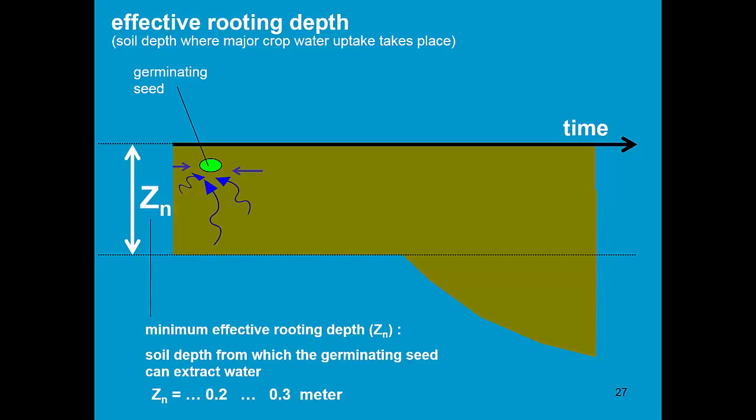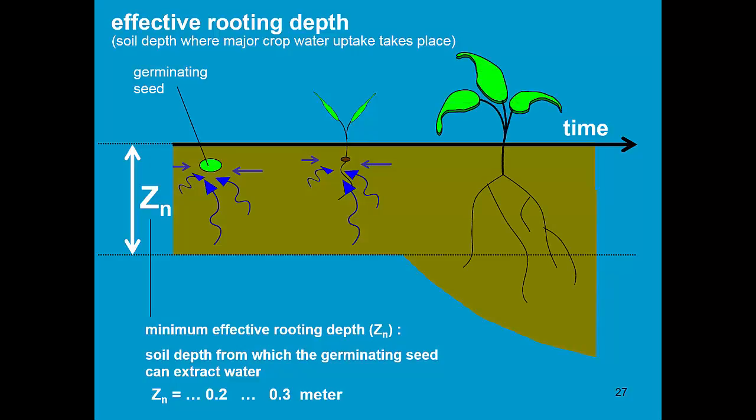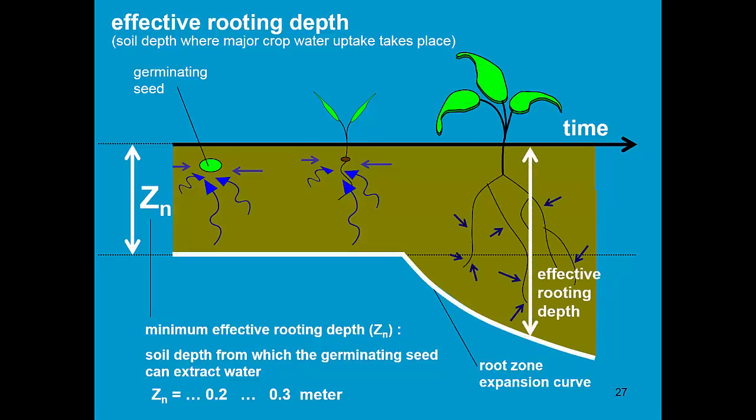So the initial rooting depth is not 0, but for simulation purposes, a depth of 0.2, 0.3 meter is considered. It is the depth from which the germinating seed can extract water. Now, if the crop starts growing, then of course the root zone, the effective rooting depth, will expand. And that is described by the root zone expansion curve.